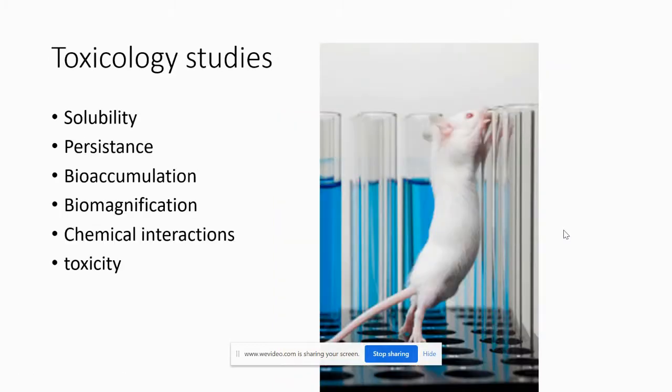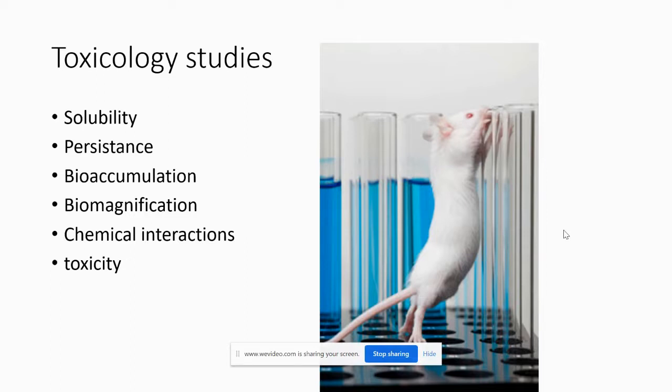The way we figure out chemical risk is doing toxicology studies. In your AP class, you probably got to do an LD50 lab. When we do toxicology, we're looking at what does it dissolve in. Things that dissolve in fats, which are nonpolar, are far more dangerous.